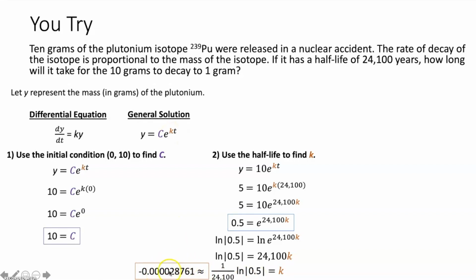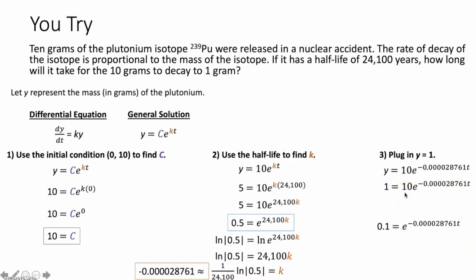We're going to plug in this k value and this c value to our general solution to make it our particular solution. And now we can use that to answer the question, which is how long is it going to take for 10 grams to decay to 1 gram? So we plug in 10 for our c, this for our k. We plug in 1 for our y here, and we solve for t. That will then tell us how long it'll take for 10 grams to decay to 1 gram. So let's solve for t.